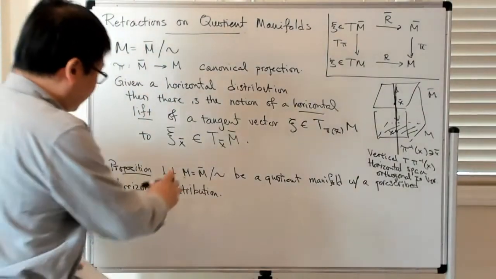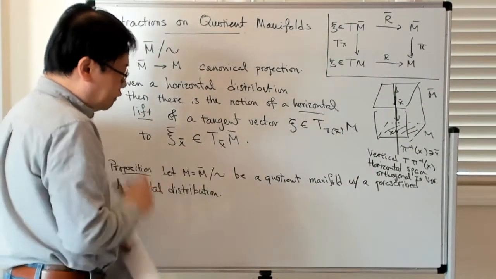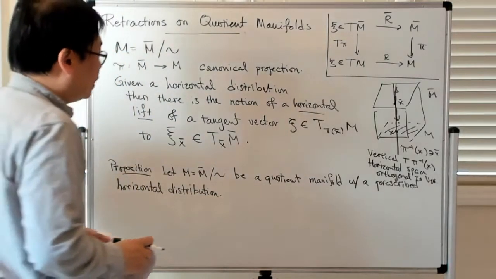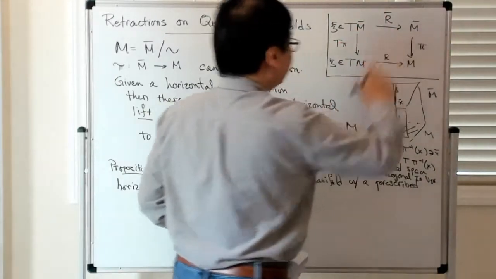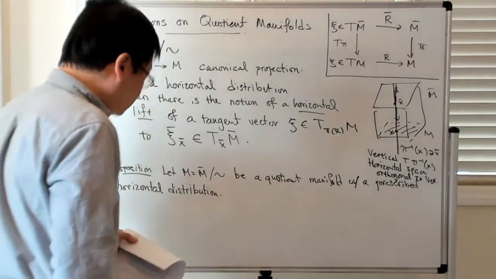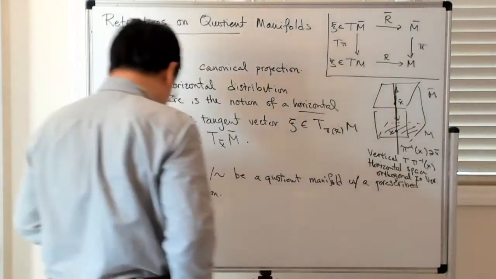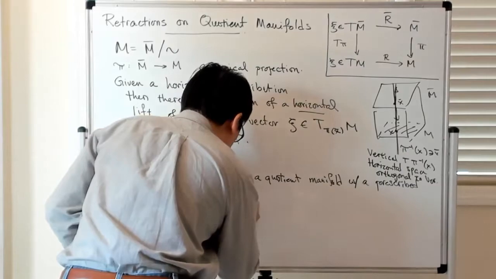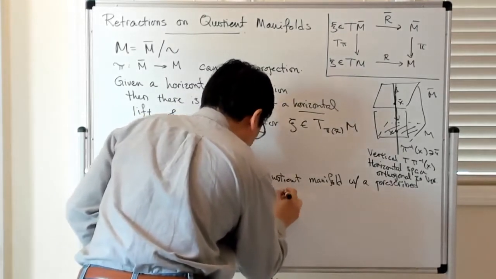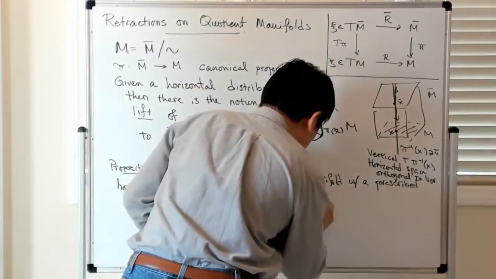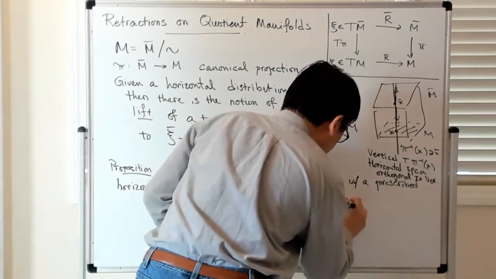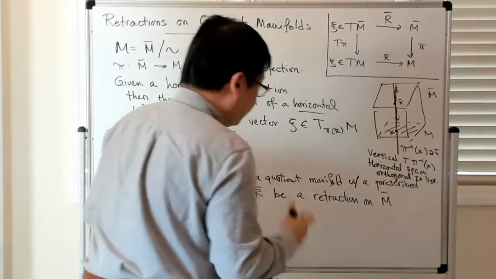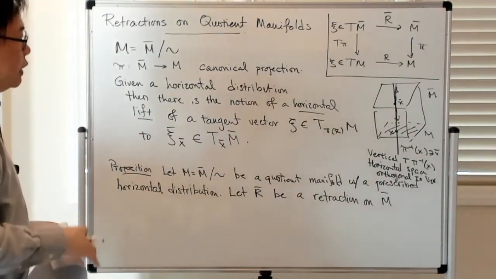Okay, so you have M, which is M bar, a quotient by an equivalence relationship. This is a quotient manifold, and there's a prescribed horizontal distribution. Then we're going to endow M bar with a retraction, which we call R bar, which is a map from T M bar to M bar with the rigidity condition, if you remember. So let R bar be a retraction on M bar with a certain property.